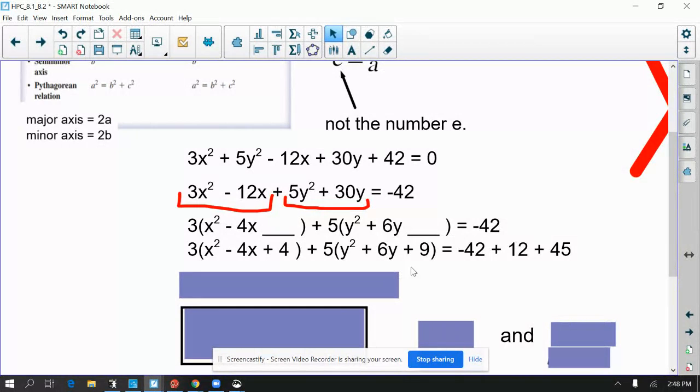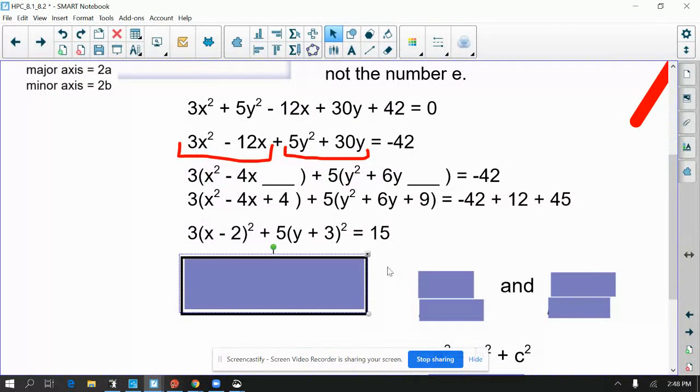And now the hard part is over. Now we factor this. This is 3 times (x minus 2) squared, plus 5 times (y plus 3) squared. All three of these add up to 15. And now divide by 15. So 15 divided by 15 will be 1. What's this going to change to? The 5 will cancel out with the 15, leaving me with a 3 underneath here. Here, the 3 will cancel out with the 15, leaving me with a 5 down here.